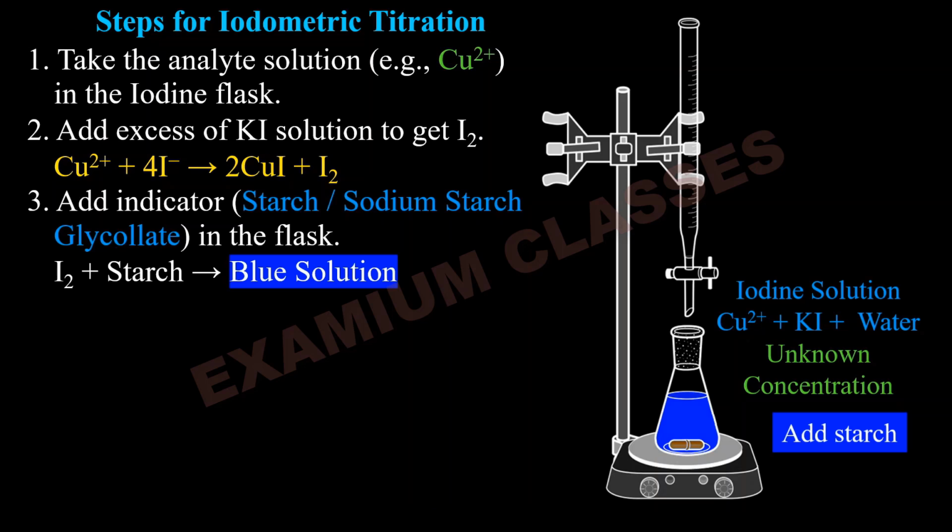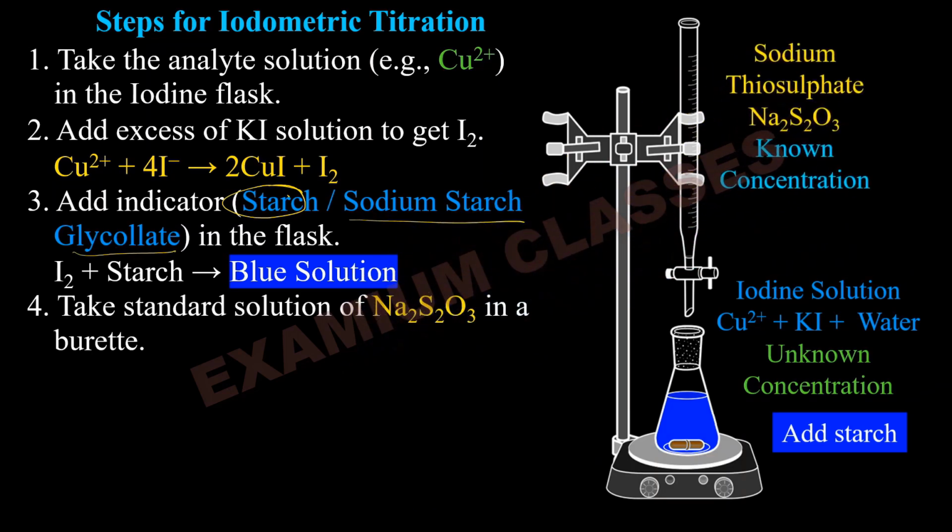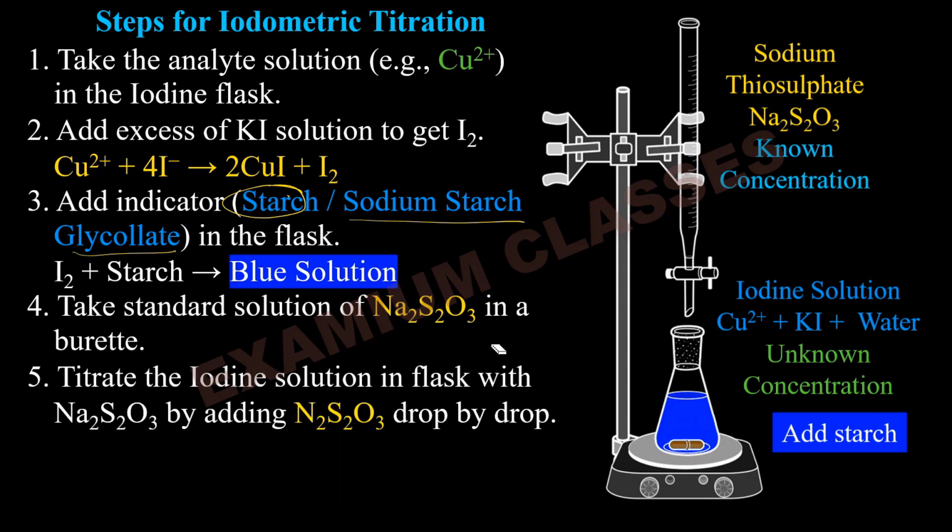Now we add the indicator, that is starch, simple starch, or sodium starch glycolate, which is a better indicator, and we get a blue solution. Now we take a standard solution of sodium thiosulfate in a burette. A standard solution means we know the concentration of this particular substance, sodium thiosulfate. Now we titrate the iodine solution in the flask with sodium thiosulfate by adding it drop by drop. So initially this is blue because we have iodine and starch both here.